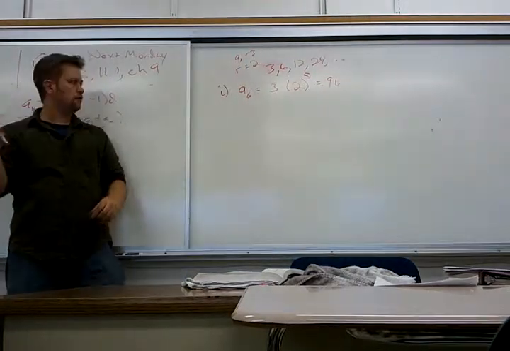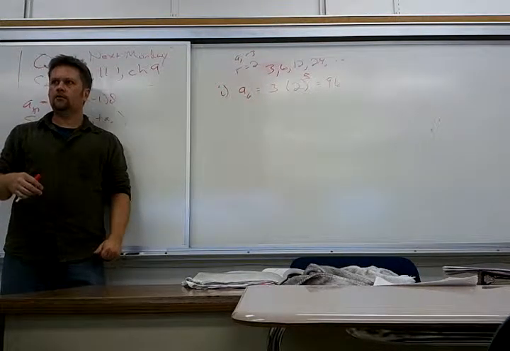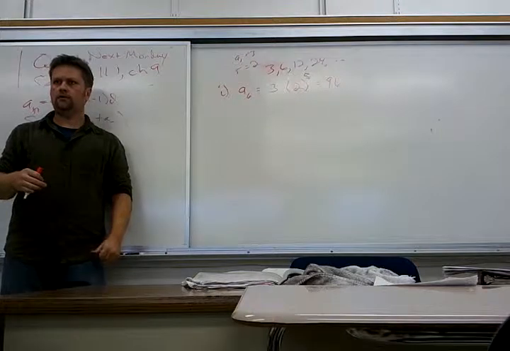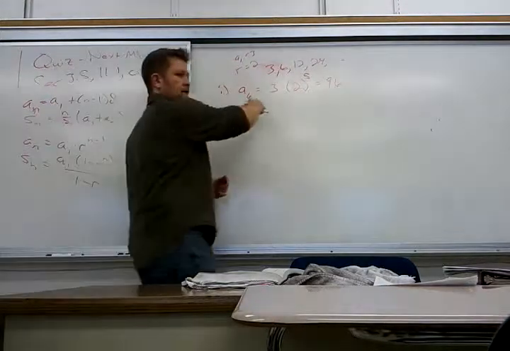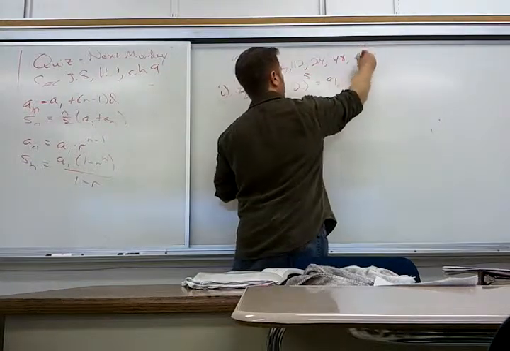Right, 2 to the 5th, 32 times 3, 96. And to check it, that's only 6 terms, right? If I go a couple more steps, double 24, I get 48, double 48, I get 96, yay!